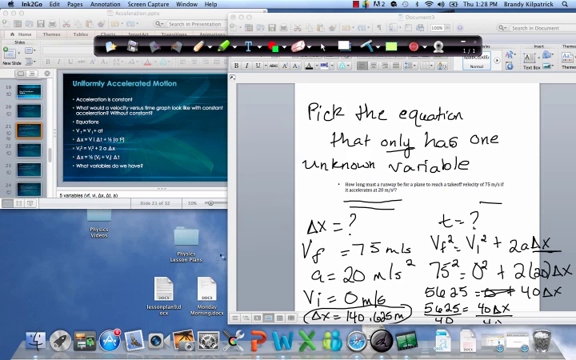So when you do these problems, the first thing you do is translate the problem. So figure out what variable you're solving for and also figure out what information the problem gives you. Then you're going to pick the equation. So you're going to pick the equation that will work best for your situation. So make sure it only has one unknown variable and then plug and solve.